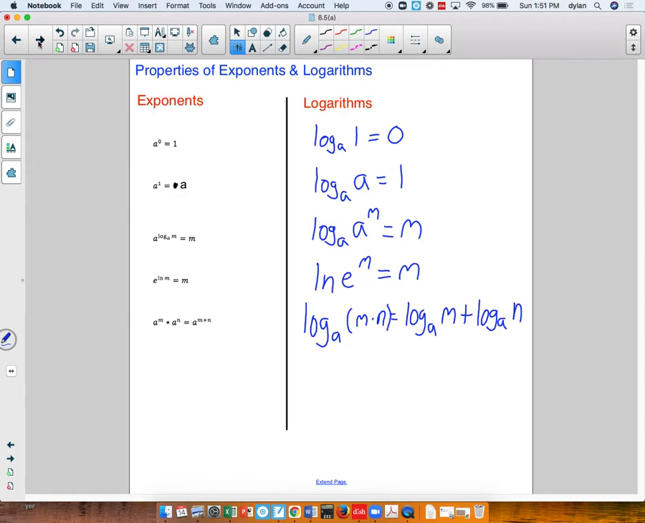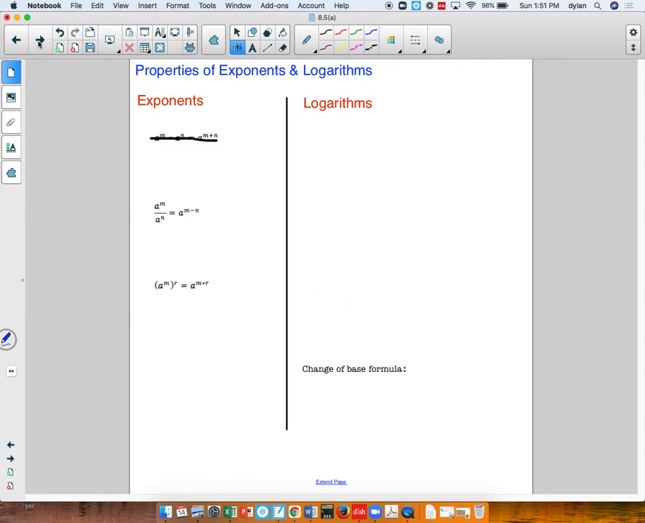We also have a division rule as well. So when we thought before of a to the m over a to the n is a to the m minus n, here we can think about this as log base a of m over n equals log base a of m minus log base a of n.